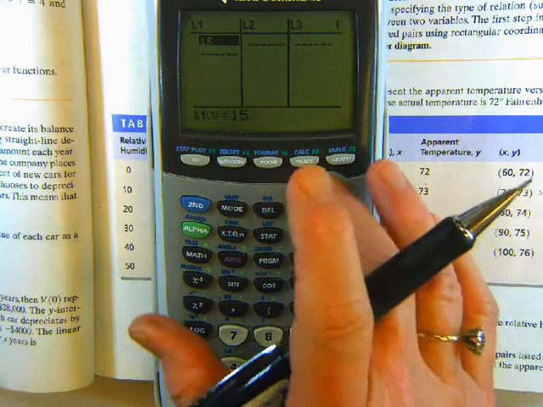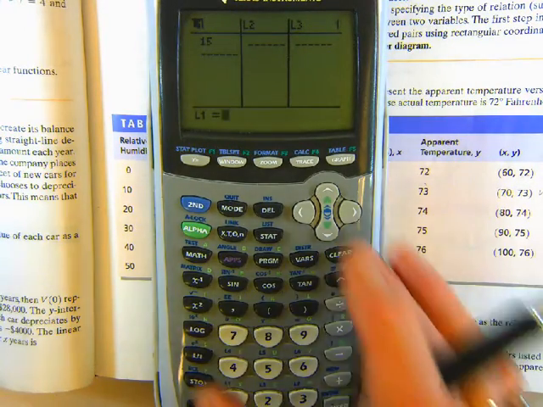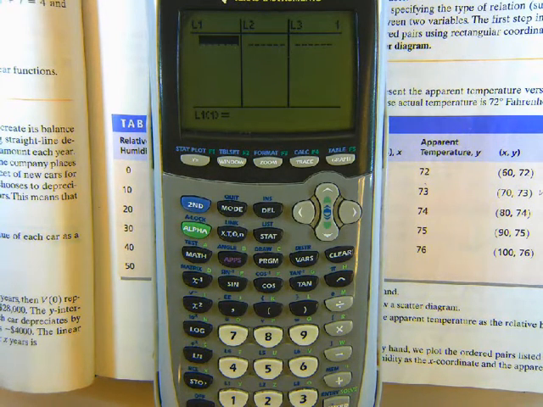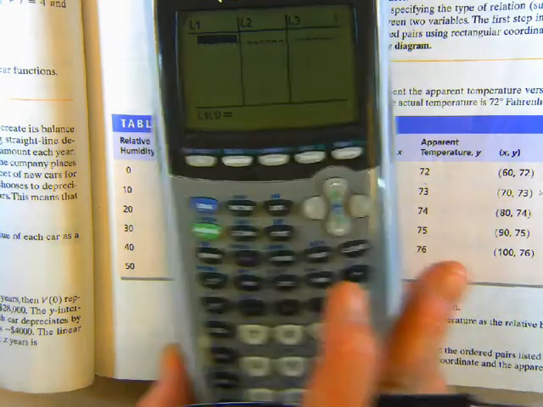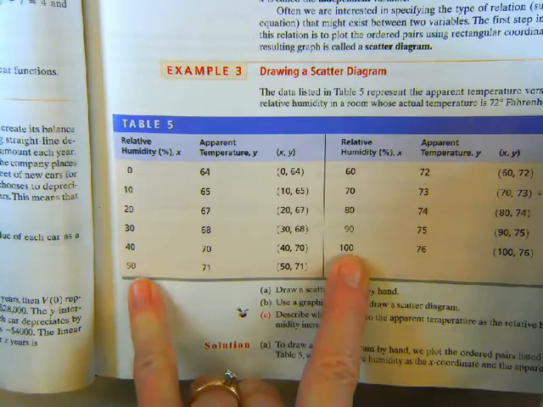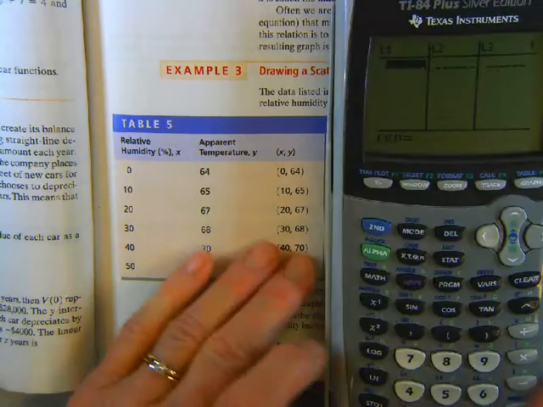Under no circumstances do you press Delete, because you delete the whole column. You just want to clear the column out. Okay? Now, in list 1, put all of your X values. Okay, enter that right now. 0, enter, and then you go 10, 20, 30, 40.